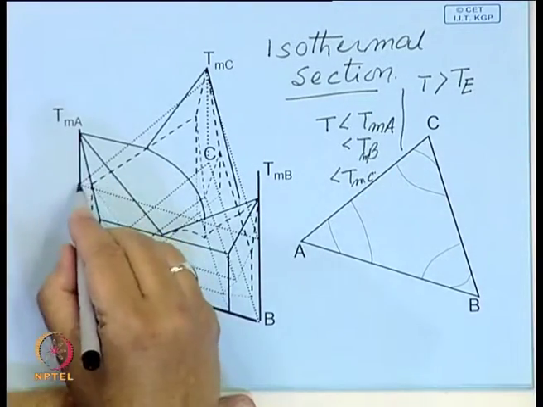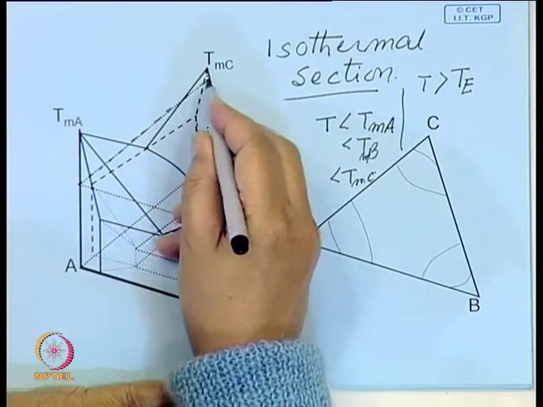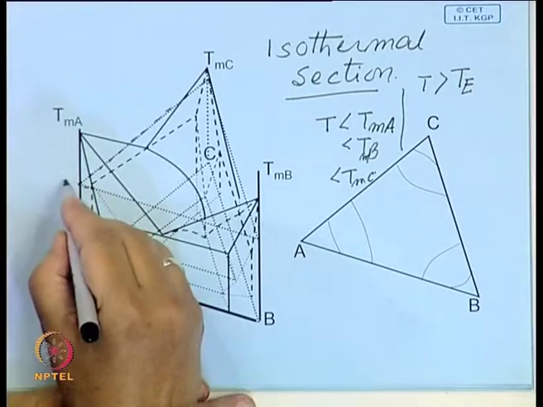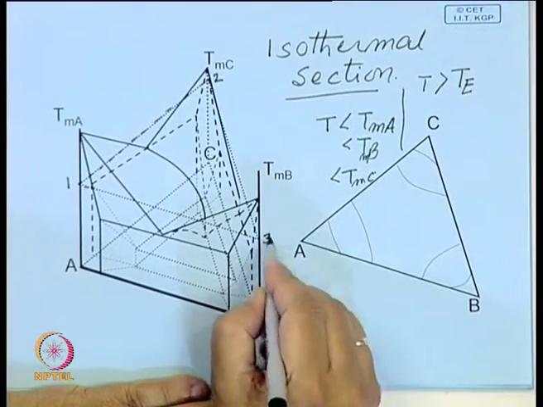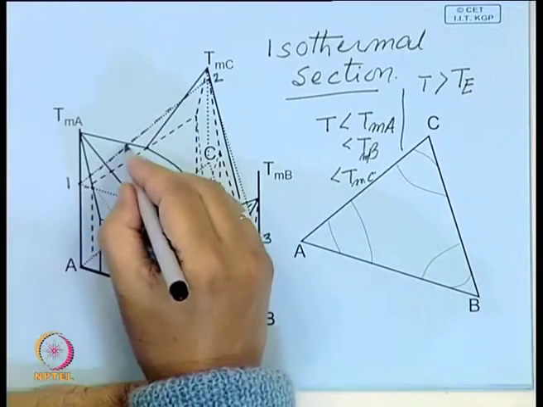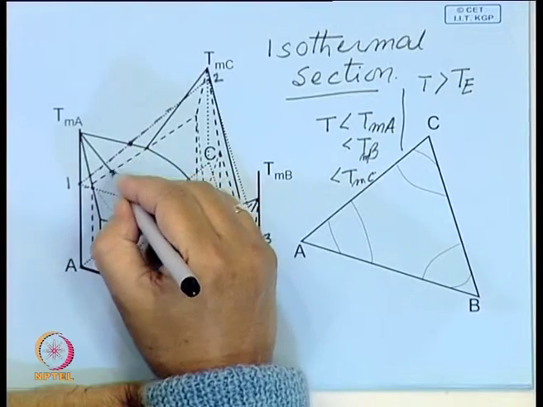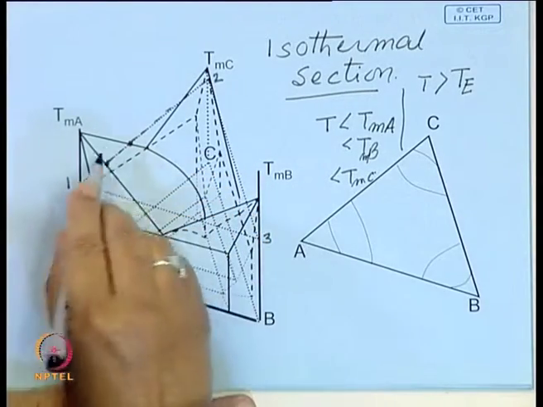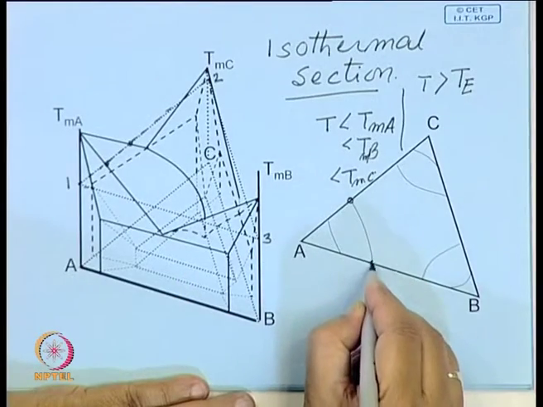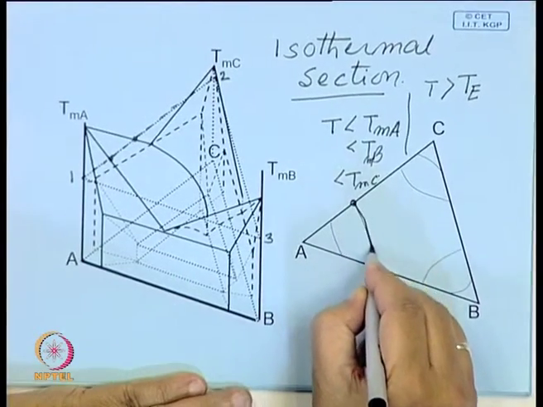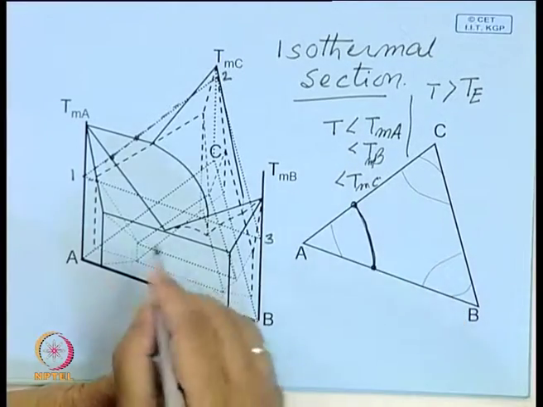Now, in that case, say this is the plane which is drawn. This is 1, this is 2, this is 3. So, here you can see this plane will intersect this line somewhere here. So, this is the liquidus line. This is one point, this is one point. So, this is the liquidus line.